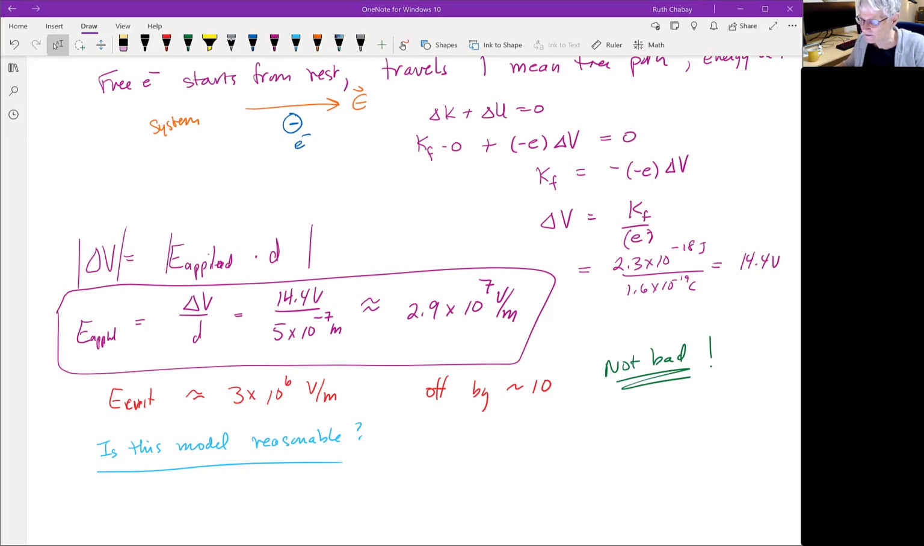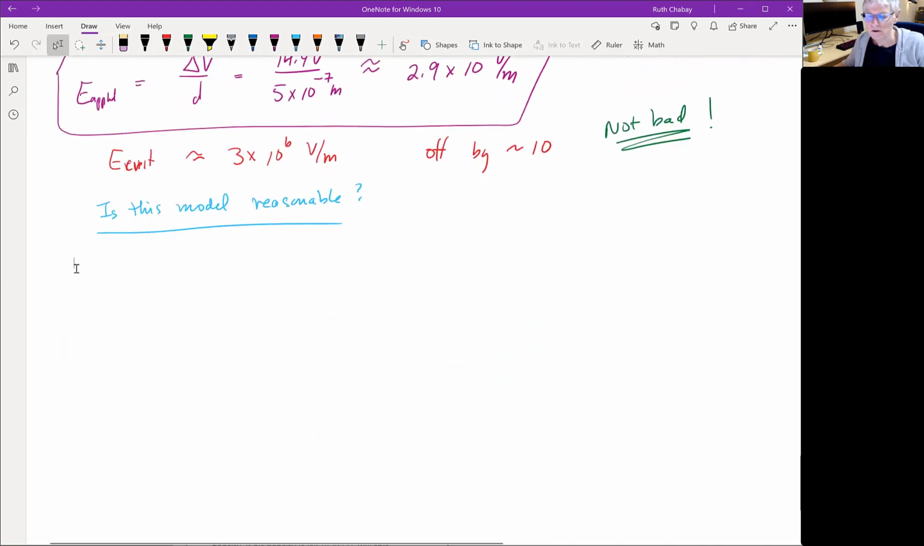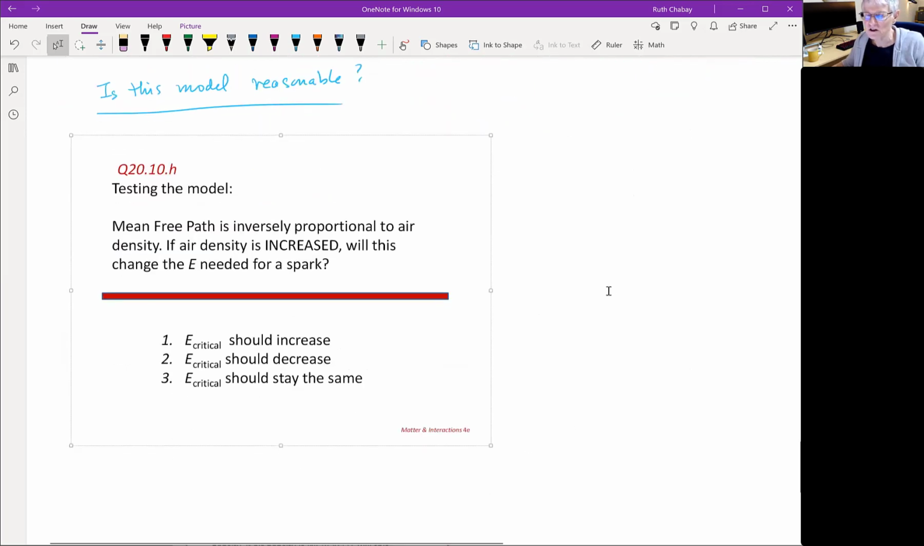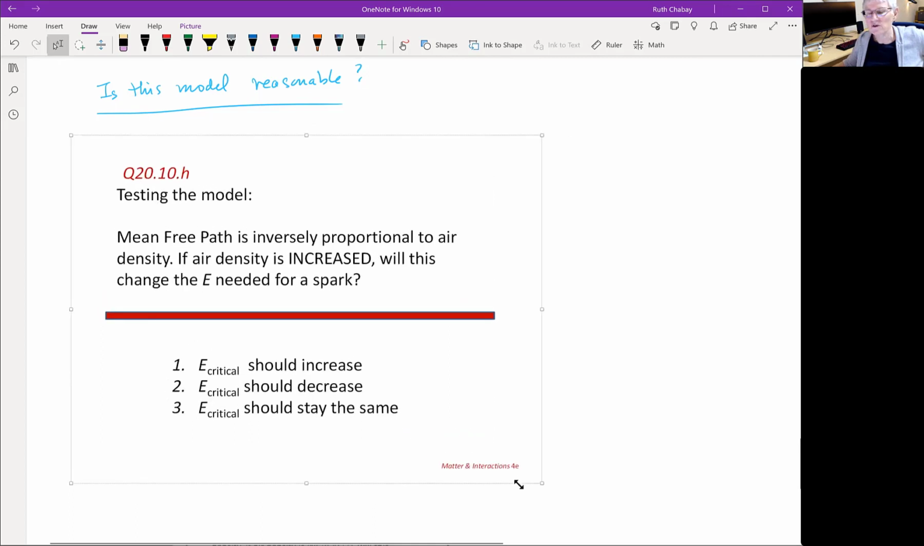But there's also some teeth in this model, because having done this, we can now test this model empirically. Remember that a key feature of this model was that we were estimating the mean free path, and to get that estimate, we used the density of air, the 22.4 liters per mole at STP. So we can do experiments, and we say, well, the mean free path is proportional to the air density.